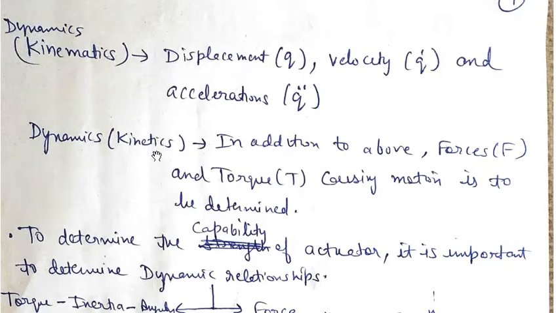Now next comes the kinetic part, the dynamics part. In that case, in addition to the above, we have a new factor called forces and torques that cause motion, which are to be determined. Because in the last case we ignored the mass of a link and we considered the motion without considering the effect of the forces that cause the motion. Now we are going to include the cause of motion, that is the forces and the torques. And the main purpose for robots is that we want to determine these forces and torques in the present case.